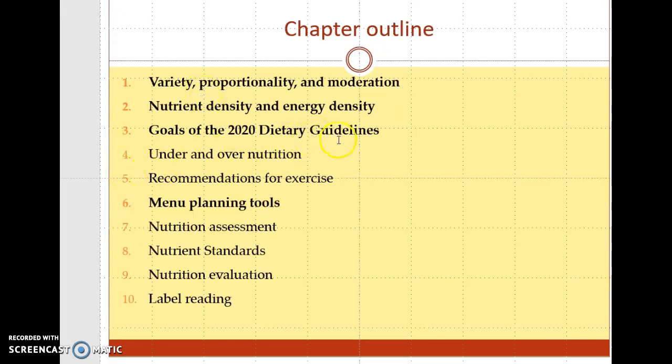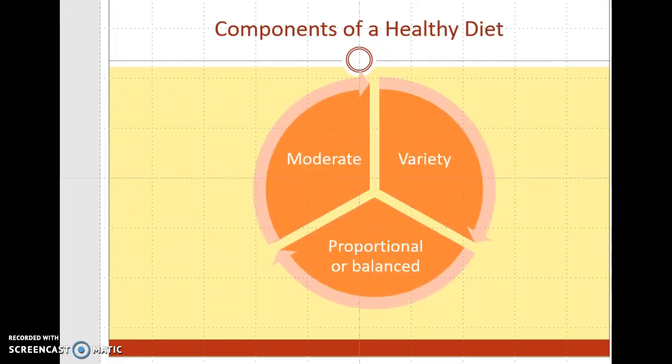We'll look at some of the dietary guidelines, how we could plan a menu, what tools are available, how to read labels, how to assess nutrition information. Just a lot of the basic things that we need to make choices. So this is the first general slide. We're talking about differences between these 3 aspects, the components of a healthy diet.